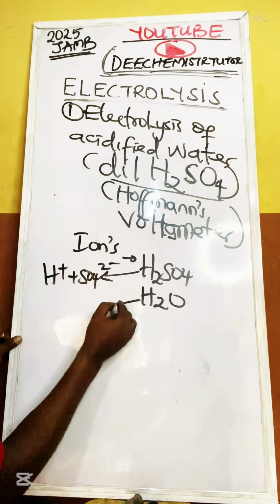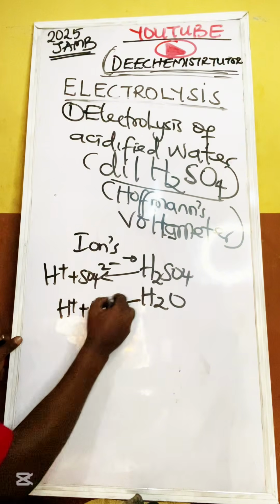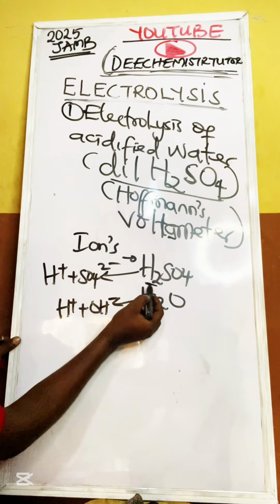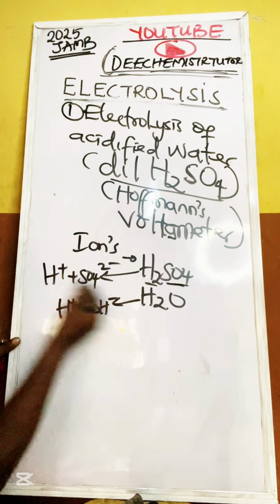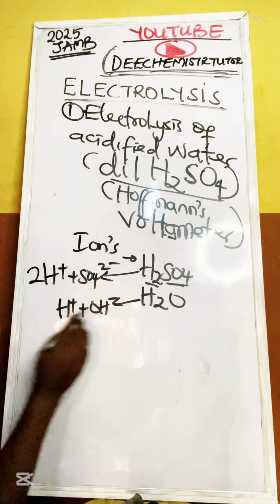Right? For this, it will be what? H plus and what? OH minus. Just like I see, H2, then SO4 2 minus. But it's not balanced. You can balance because this is 2, so you want to add 2 here. That means these are the ions present.